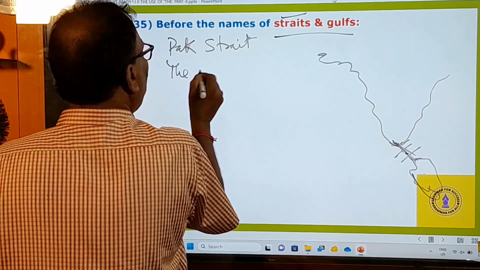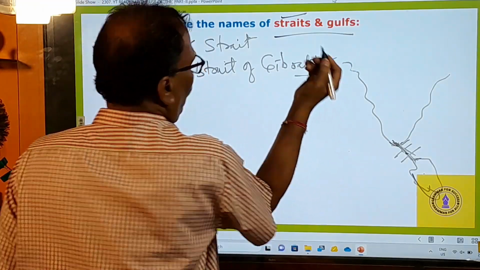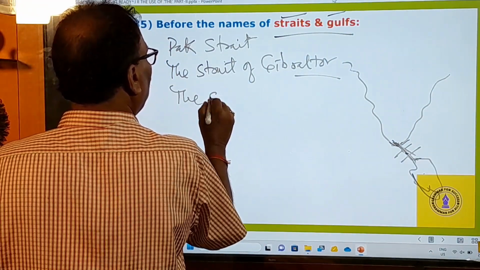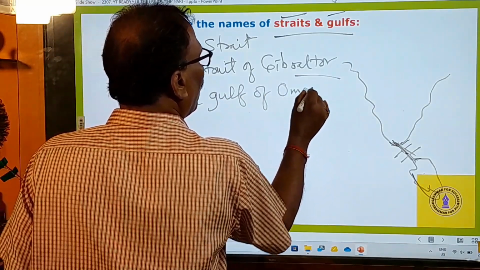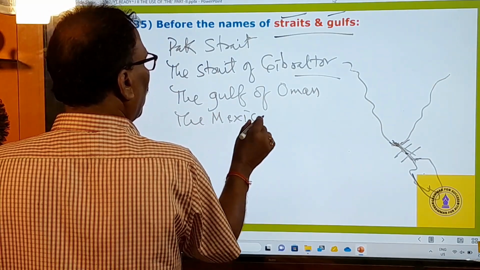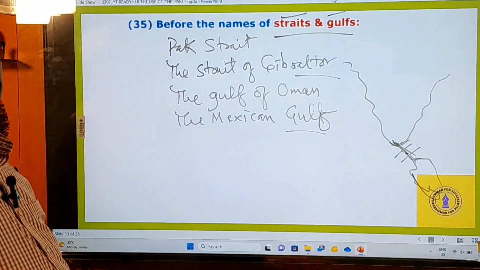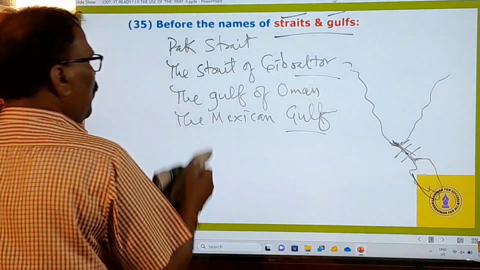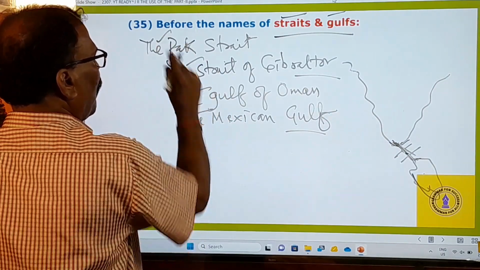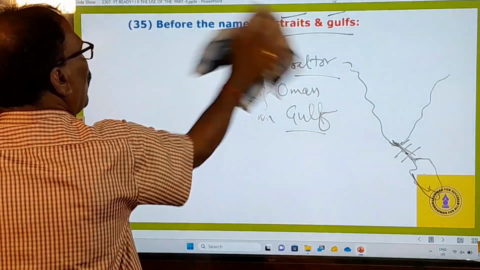The Strait of Gibraltar. The Strait of Gibraltar. Similarly, gulfs are there. The Gulf of Oman. The Mexican Gulf. So all these things you know pretty well. And now I'll give you the rule: before the names of straits, before the names of gulfs, you have to use the definite article. The Palk Strait, I must say.